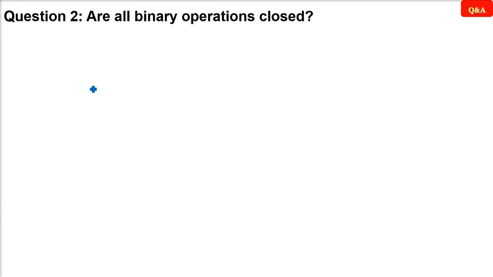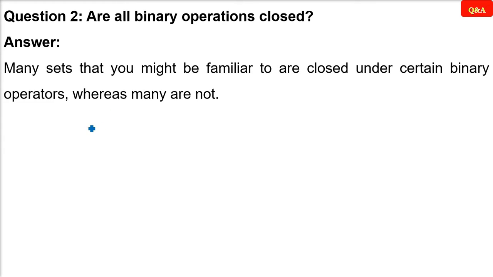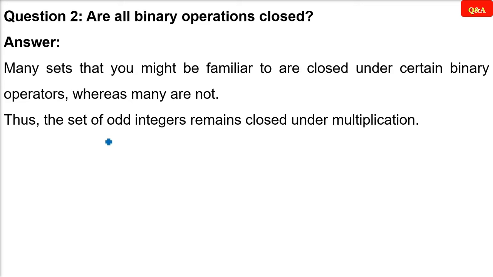Are all binary operations closed? First of all, you have to understand what is closed. Closed means it has to follow the closure property. That is, the value when operated, the final value should also come from the same set. Is it possible? Many sets which we are familiar with are closed under binary operation.